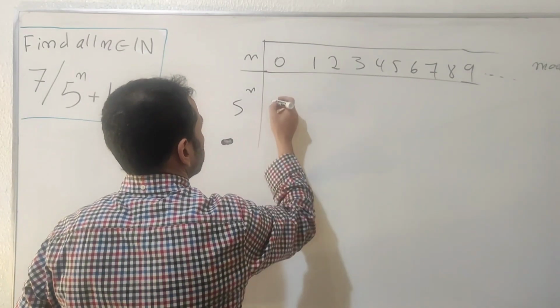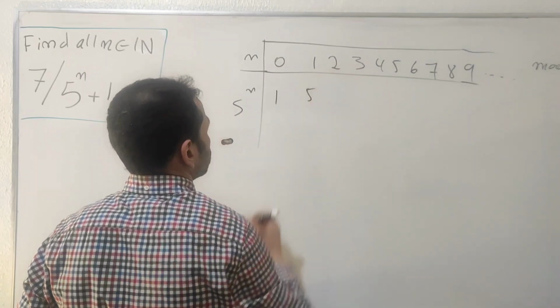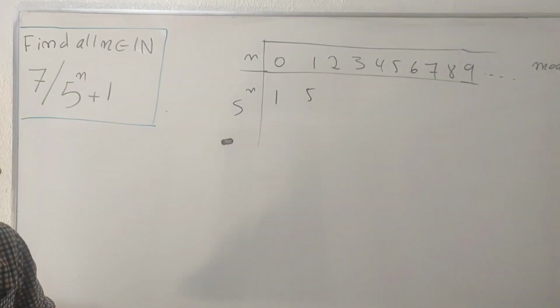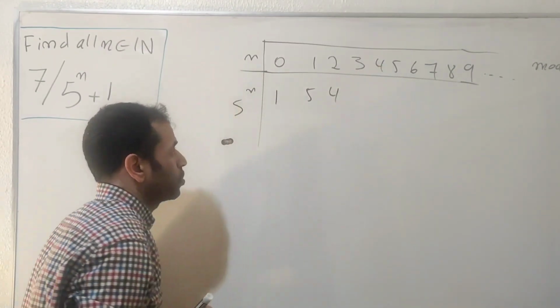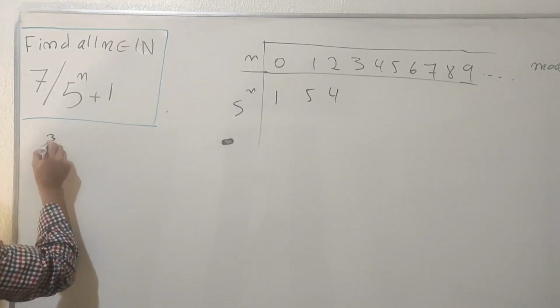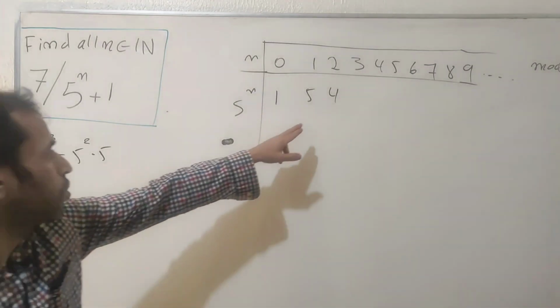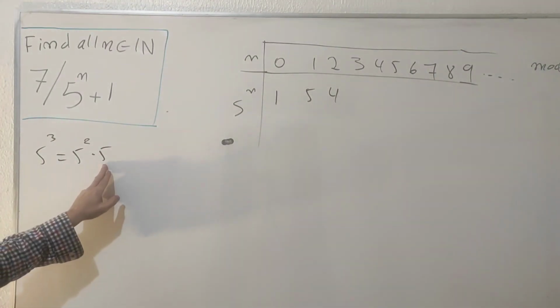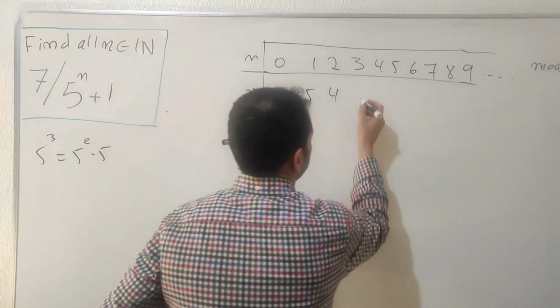It's enough. So let's take the following values. 5 to the 0 is 1, 5 to the 1 is 5. 5 squared is 25. 25 is 4 more than 21, so I get a remainder 4. 5 cubed is calculated this way: 5 squared multiplied by 5. We know 5 squared gives 4, so just multiply 4 by 5, which gives us 20. 20 is 6 more than 14, so I get a remainder 6 here.